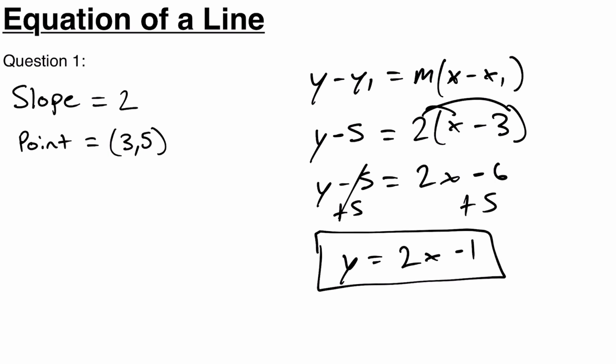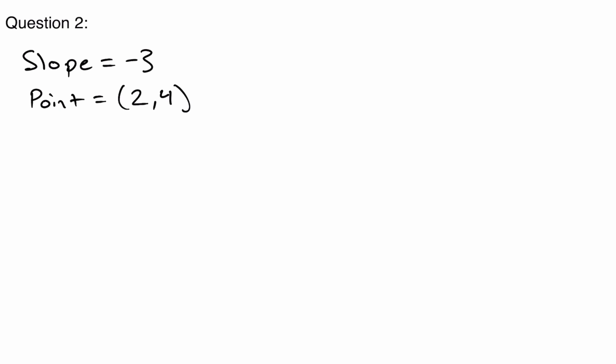Now let's try one more problem, but this time pause the video and try it on your own. But now say I were to tell you that your slope is negative 3, and I gave you a point on the line of (2, 4). And I told you to write me the equation of the line. How would you do that?